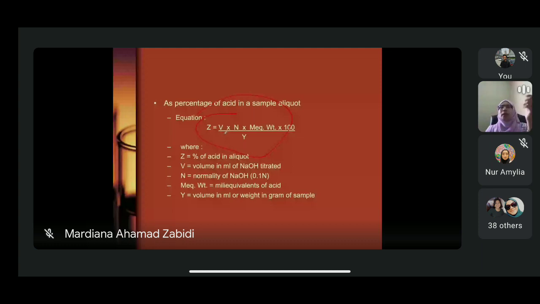So Z, whenever you want to write, that one will be involving the item that you want to tell the reader what you are going to calculate. Okay, so Z is the percentage of acid in aliquot. And V stands for the volume of the 0.1 normal NaOH that is being used to titrate to neutralize the acid. And this one is normality, so usually 0.1 normal.